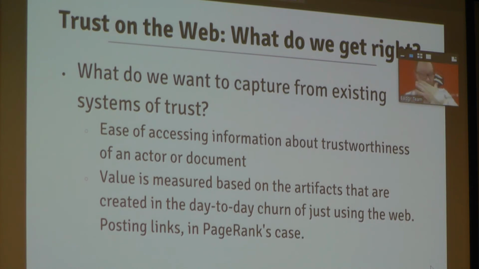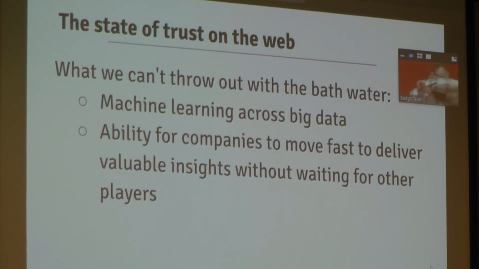And then one of the other really important things that I think we do really want to preserve from the PageRank paradigm shift is that the value that we measure in the web is primarily based on the things that everyday actors on the web create, just as a matter of what they do, how they operate on the web. So in the case of PageRank, it's posting links. In the case of badges, what do we have that is a parallel to posting links?